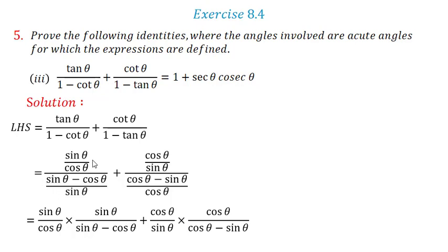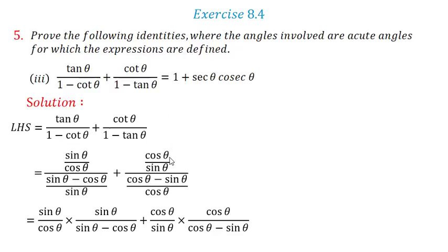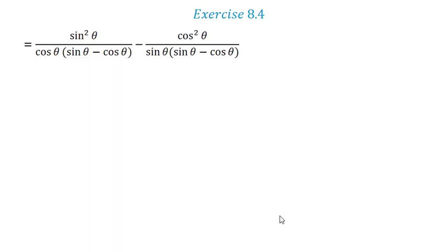Now I have numerator as ratio and denominator as ratio, so better I multiply and reciprocate the denominator and simplify. So after simplification I get sin square theta upon cos theta into sin theta minus cos theta. Here if you see the previous step, here it is plus and here it is cos theta minus sin theta. Here I have sin theta minus cos theta. So better I take minus sign common, so that this also becomes sin theta minus cos theta. So I have sin square theta upon cos theta into sin theta minus cos theta minus cos square theta upon sin theta into sin theta minus cos theta.